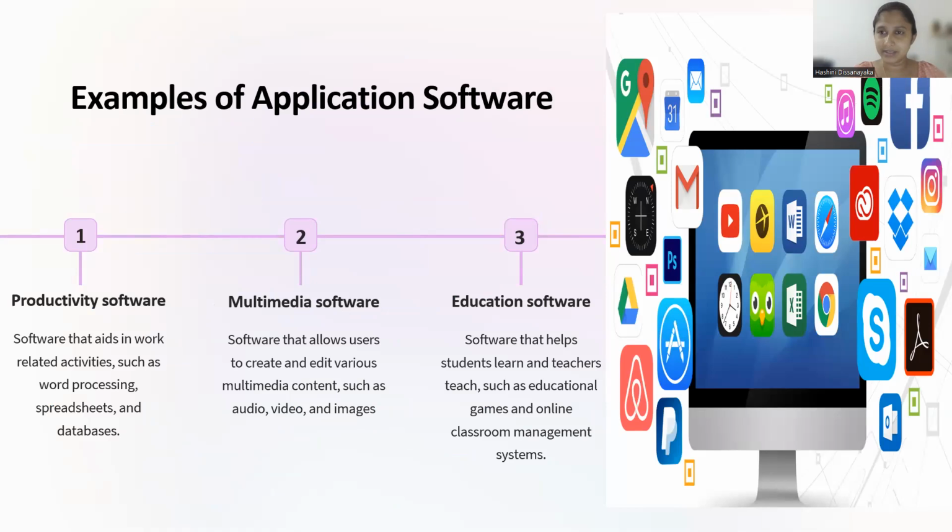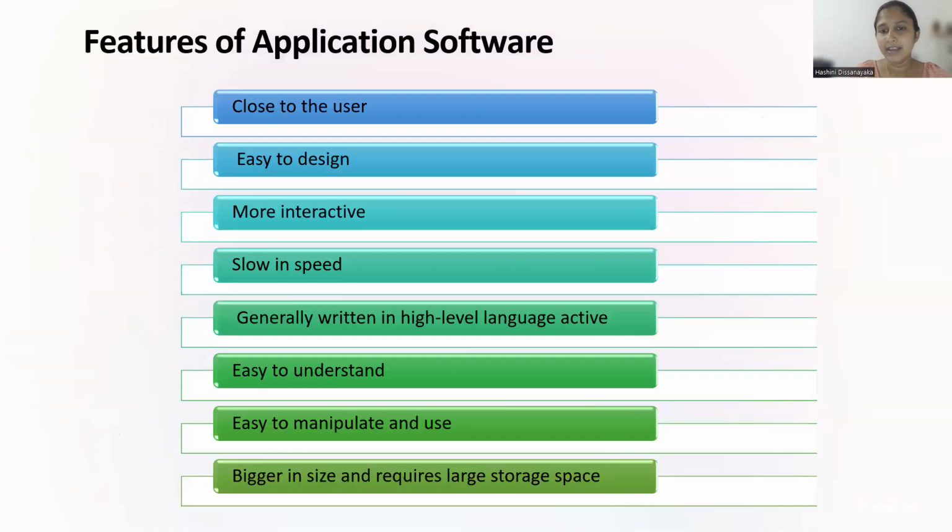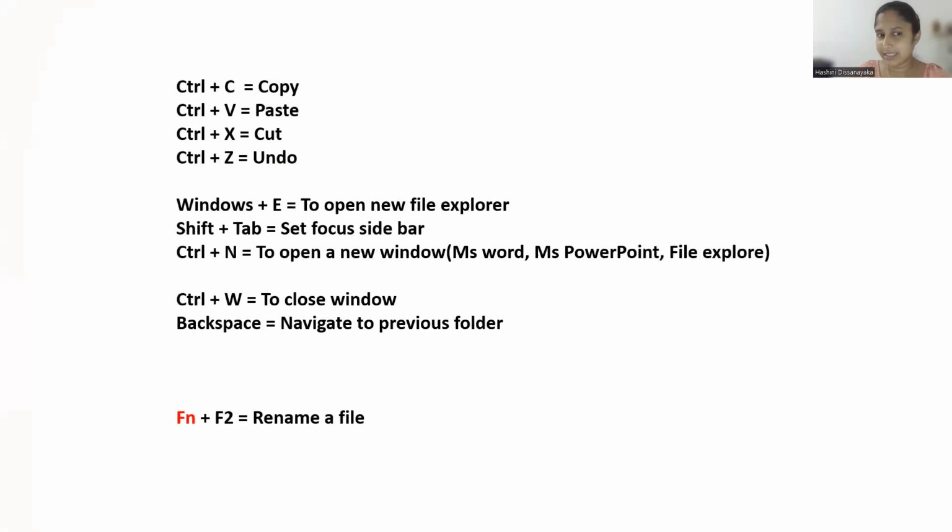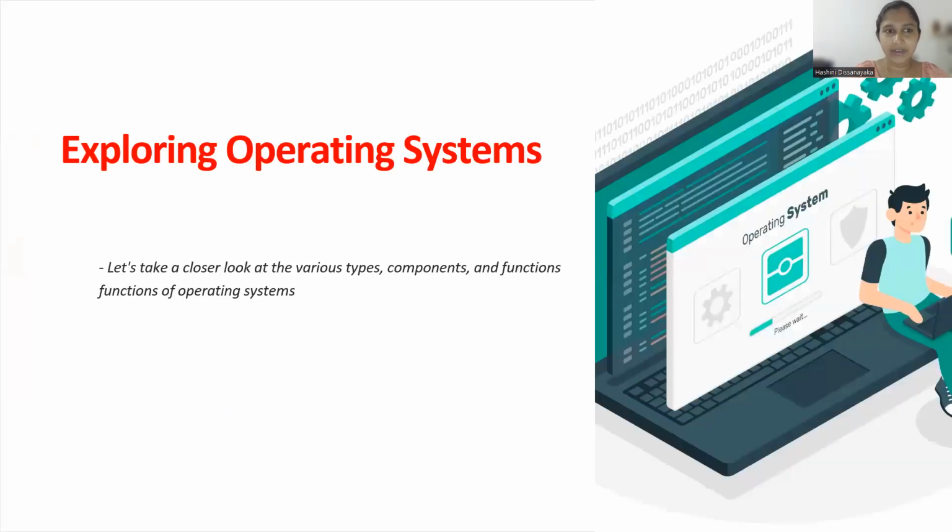If it is a mobile phone, you can go to the Play Store or Apple Store, then you can download several application software based on your purposes, as well as on machines like laptops, desktops and tablets. Likewise, you can download any kind of software to perform several specific tasks. These are the application software's features, and today I will teach you some shortcut keys regarding the use of application software.